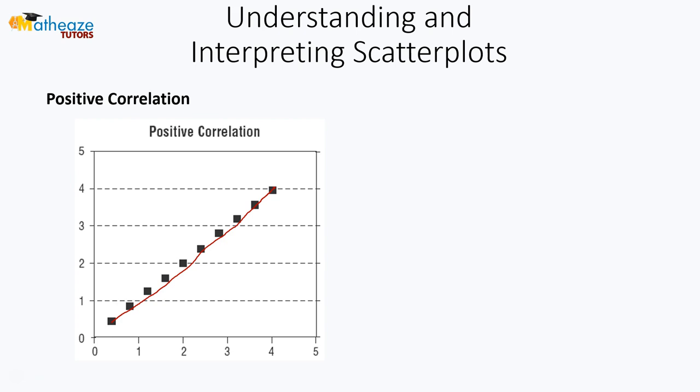also increases. So this right here is called the independent variable, and this is called the dependent variable. So when the independent variable increases, the dependent also increases. So that's a positive correlation.